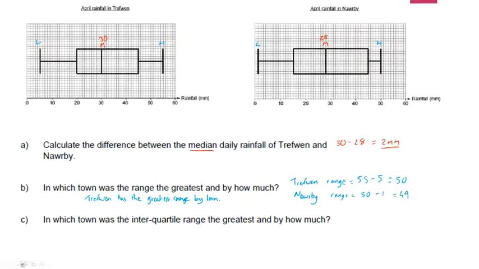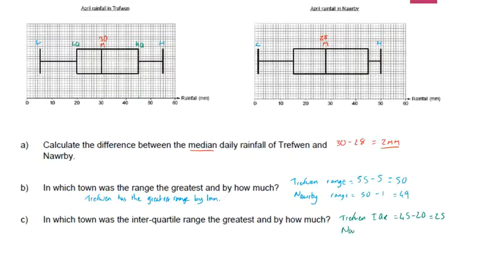All right, and finally on this question, we're being asked to calculate the interquartile range, and which town has the greatest interquartile range and by how much. To work out the interquartile range for Trefwen, we need this upper quartile value and lower quartile value. As it's a range, it's the difference between the two. So I think that's 45 there, and that's reading off 20 there. So for Trefwen, the interquartile range will be 45 minus 20, which is 25.